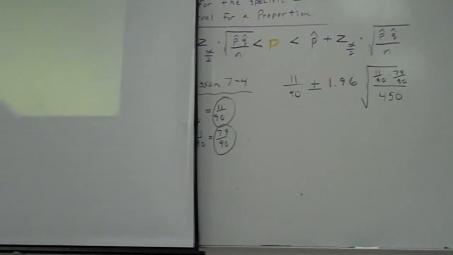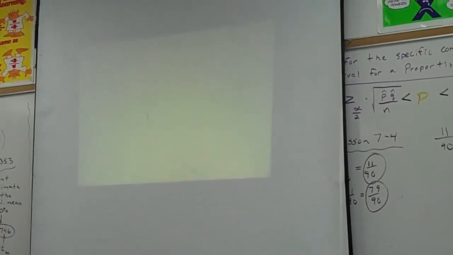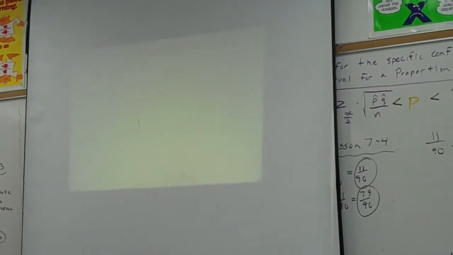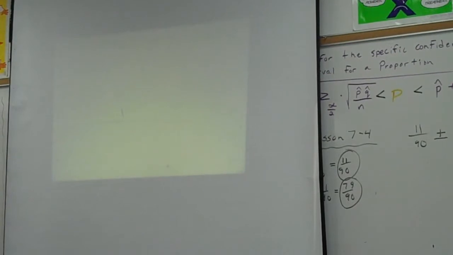So they always have to be fractions? What's that? Your P's and Q's are always going to be in fractions? Either fractions or decimals. How do you know what N is? N's your total sample size.